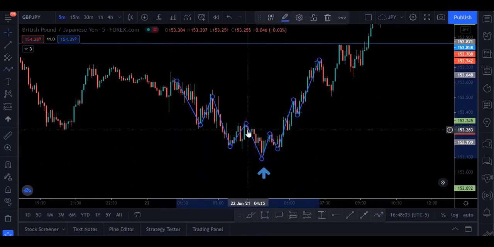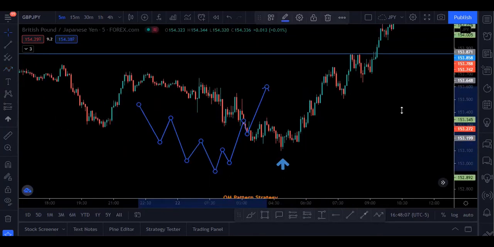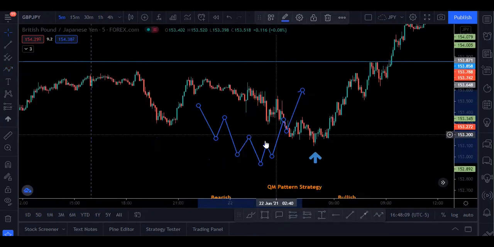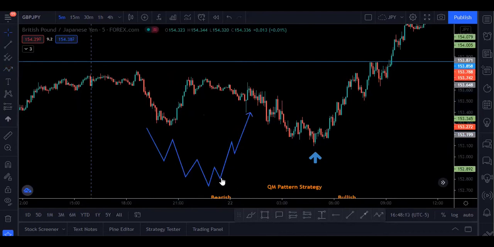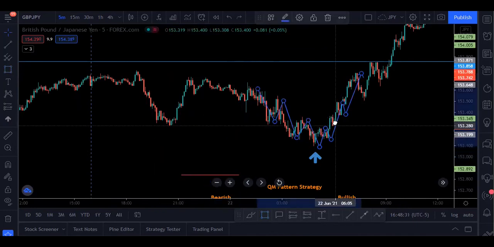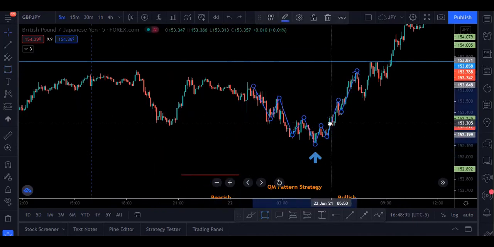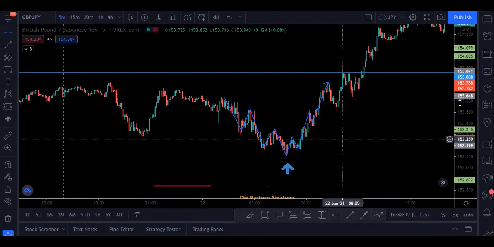Okay, so I'm gonna show you, you can take this pattern out of the chart so that you can see, right? And here would be your entry. Okay, let's put it back in its place. Okay, so how would you trade this pattern?